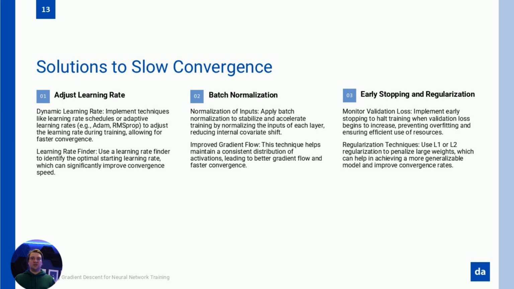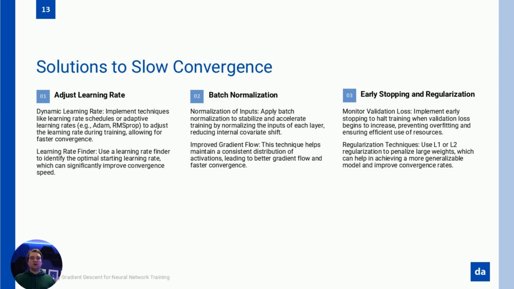Next, we have batch normalization. This is like adding shock absorbers to your optimizer. It stabilizes the ride and helps your model move faster. Here's how it works. By normalizing the inputs to each layer, batch normalization reduces internal covariate shift, making gradient descent more efficient. This technique ensures that the gradients flow smoothly, speeding up convergence and improving stability. It's especially powerful in deep networks where convergence can otherwise drag on.